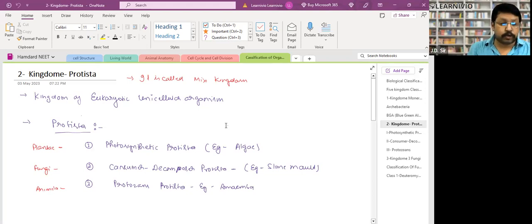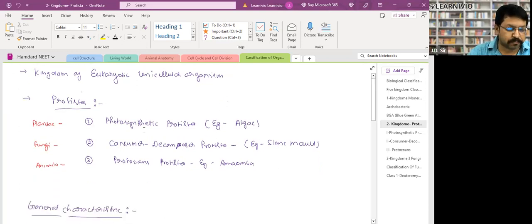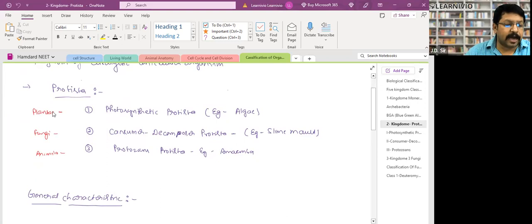That can be a question for your school examination. Why is kingdom Protista called the mixed kingdom? Try to understand. Look, we have taken out all unicellular eukaryotic cells from Plantae, from Fungi, from Animalia, right? From Plantae, we have taken out the unicellular algae. From Fungi, we have taken out the unicellular fungi. From Animalia, we have taken out the unicellular animals, right? So we have taken out unicellular organisms from all kingdoms and kept them under a single kingdom, Protista. That's why it is called mixed, right?